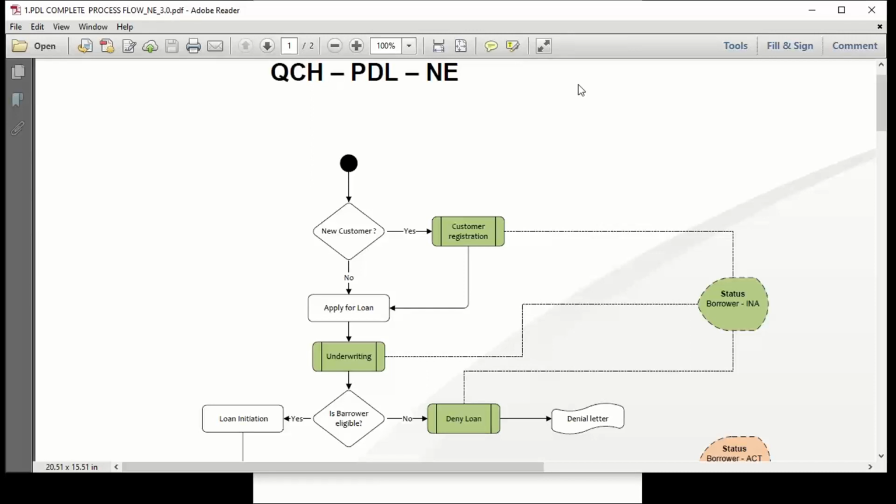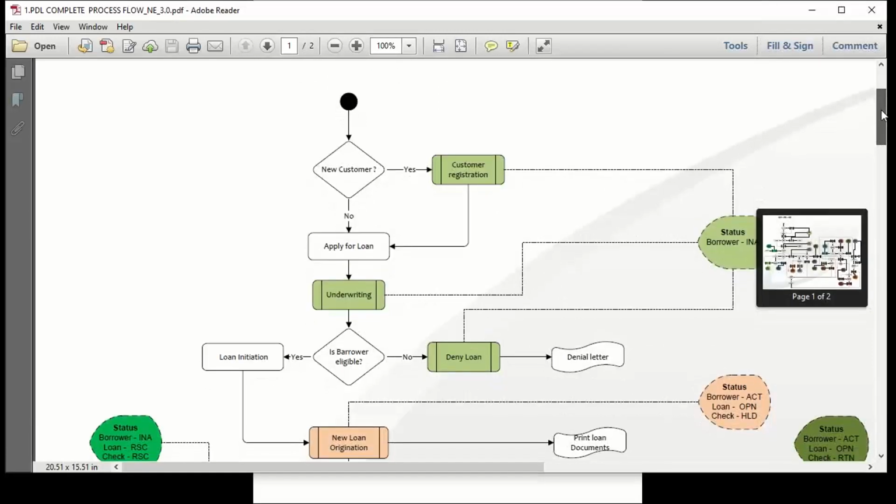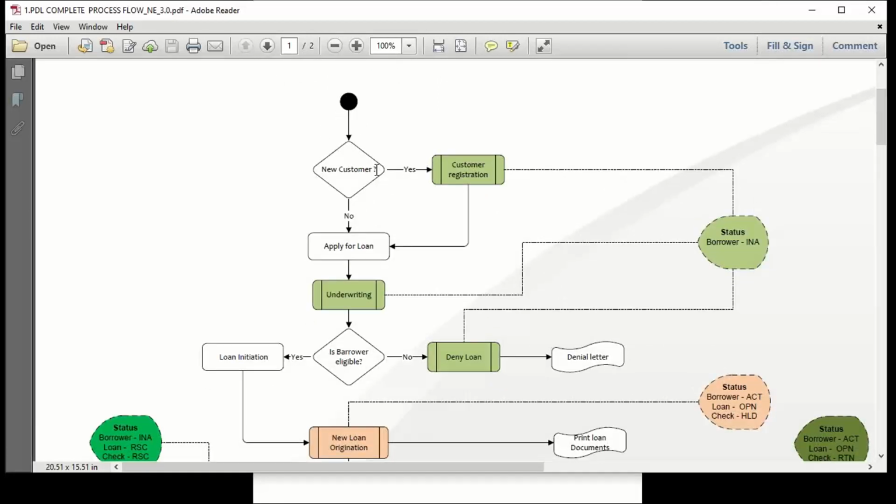Whenever a customer visits a store, first we check whether he is a new customer or an old customer. If he is a new customer, we ask him to go for customer registration and then apply for a loan. If he is an old customer, already registered, we directly ask him to apply for a loan. Once he applies for the loan, the underwriting process goes on.